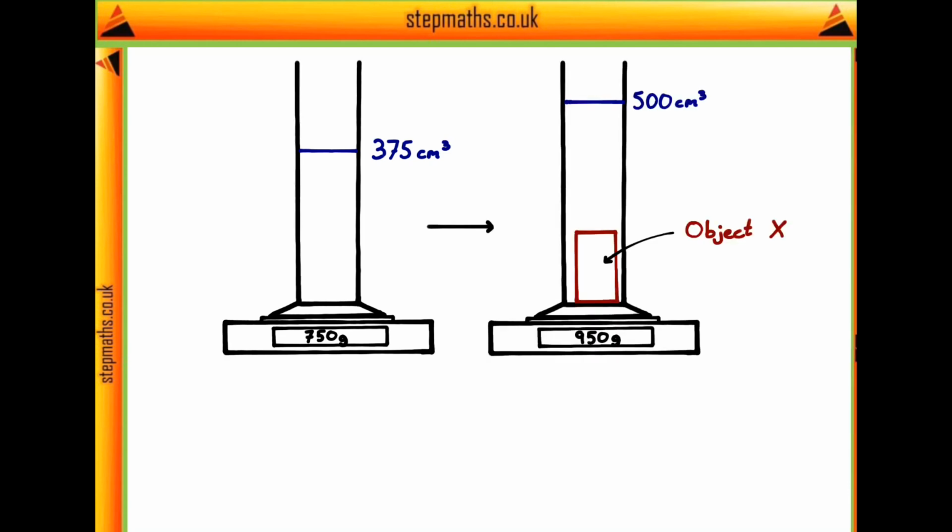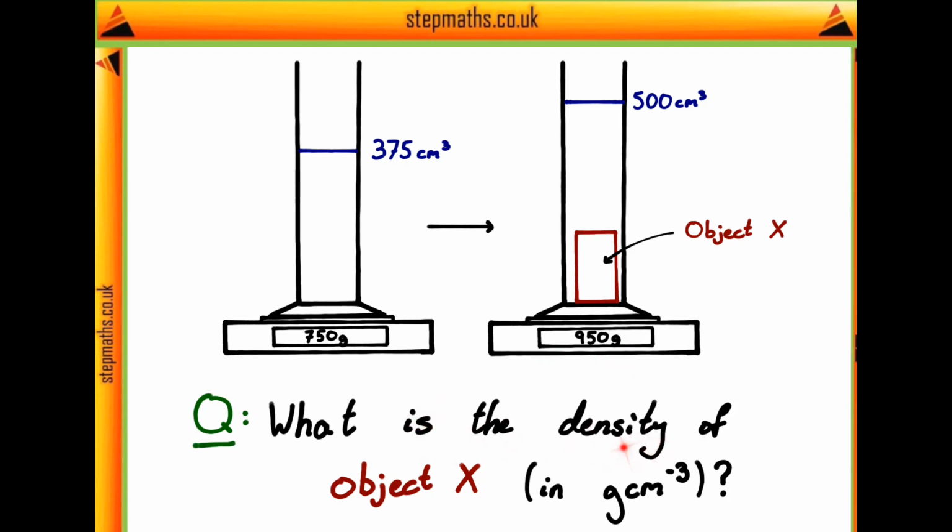What we then do is lower an object, X, slowly into our measuring cylinder, which pushes the liquid up to a level of 500 centimetres cubed and takes the overall mass up to 950 grams. We're told that no liquid splashes out of the measuring cylinder at any point, so we have exactly the same amount of liquid at the beginning and end. The question asks us to find the density of object X in grams per centimetres cubed. If you'd like to have a go at this question yourself, please pause the video now, otherwise we'll have a go at doing it together.